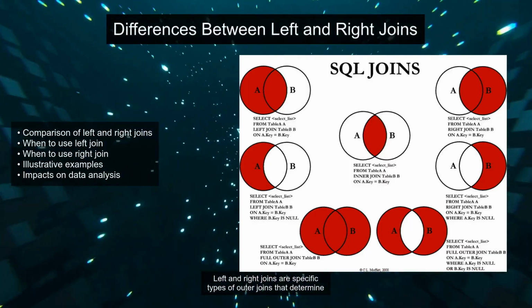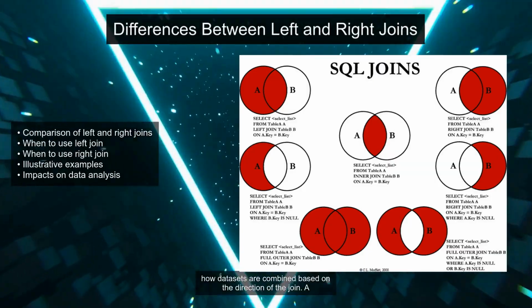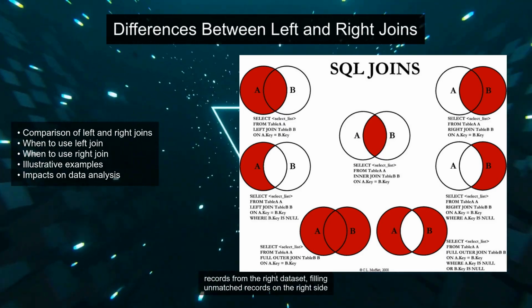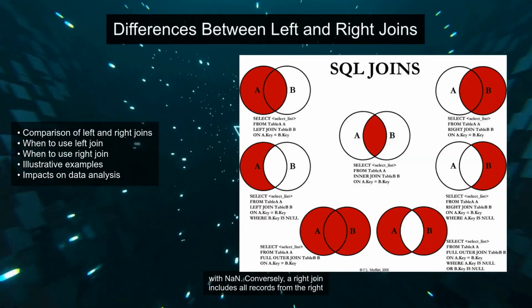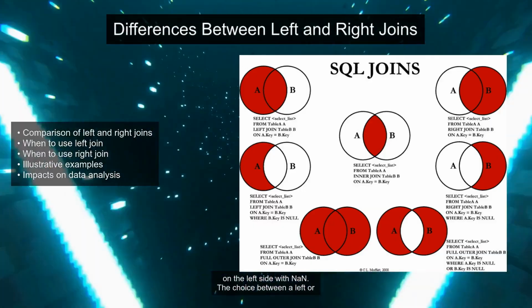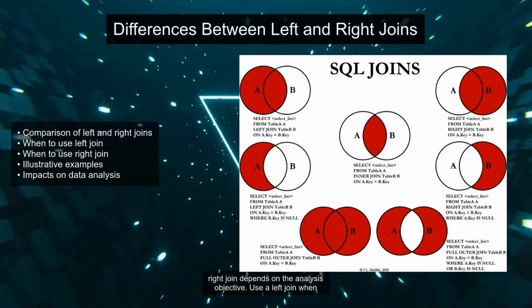Left and right joins are specific types of outer joins that determine how datasets are combined based on the direction of the join. A left join includes all records from the left dataset and the matched records from the right dataset, filling unmatched records on the right side with NaN. Conversely, a right join includes all records from the right dataset and the matched records from the left dataset, filling unmatched records on the left side with NaN. The choice between a left or right join depends on the analysis objective.